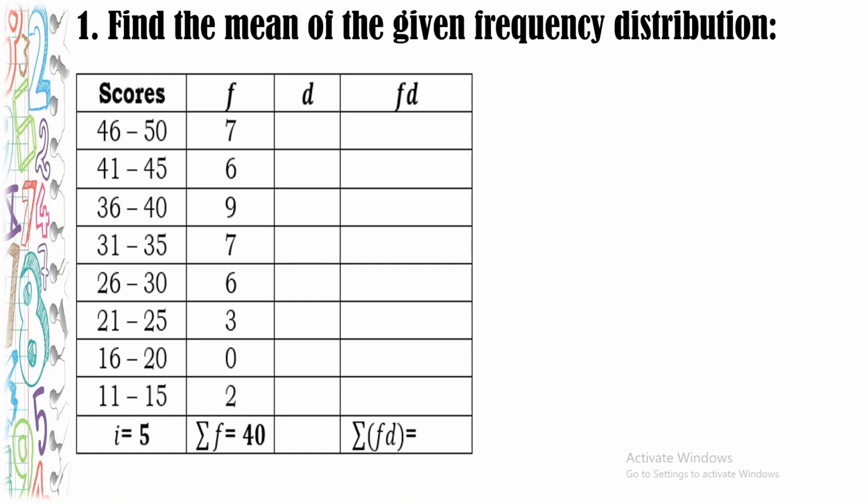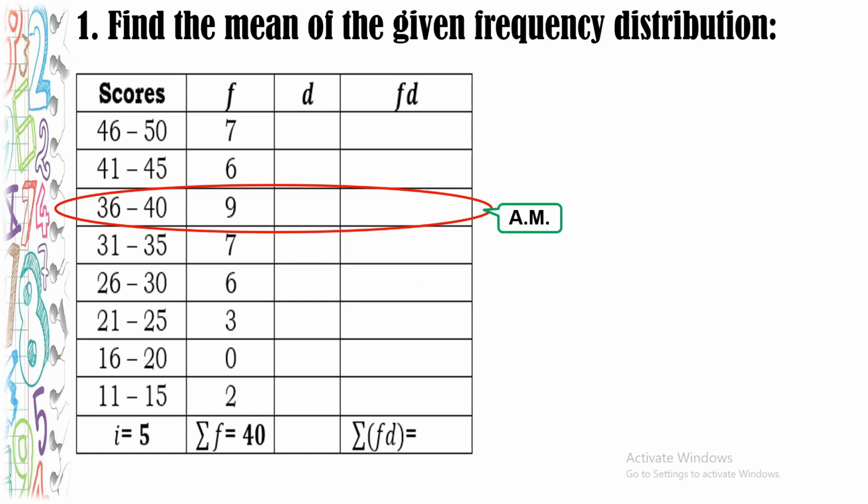Now, for the assumed mean, if you're going to select the class interval for our assumed mean, you just have to determine which interval has the highest frequency. So we have 9. Now, to find for the assumed mean, you simply have to determine the class interval with the highest frequency. So we have 9. So our assumed mean is on the class interval 36 to 40.